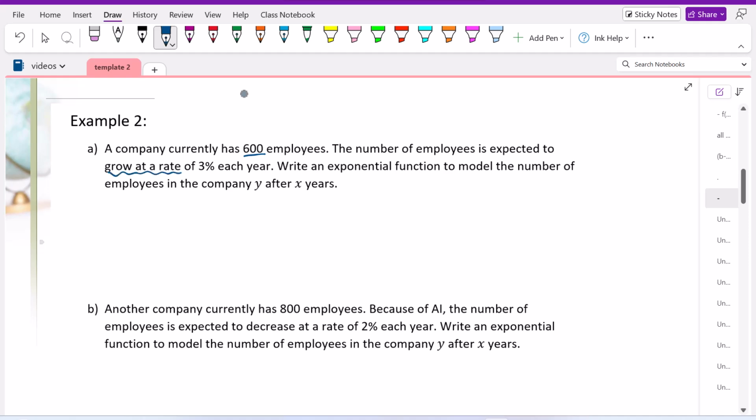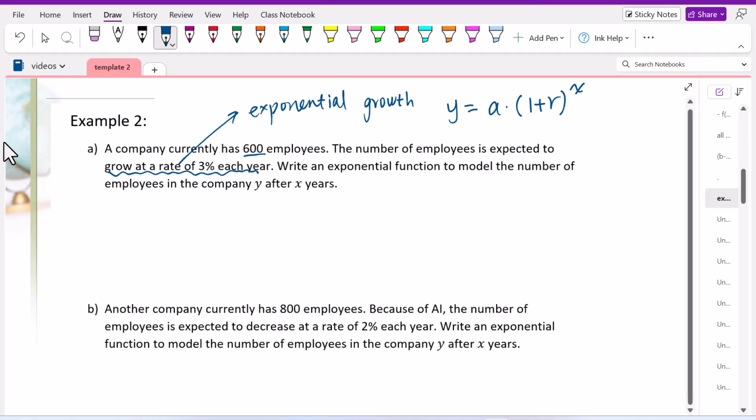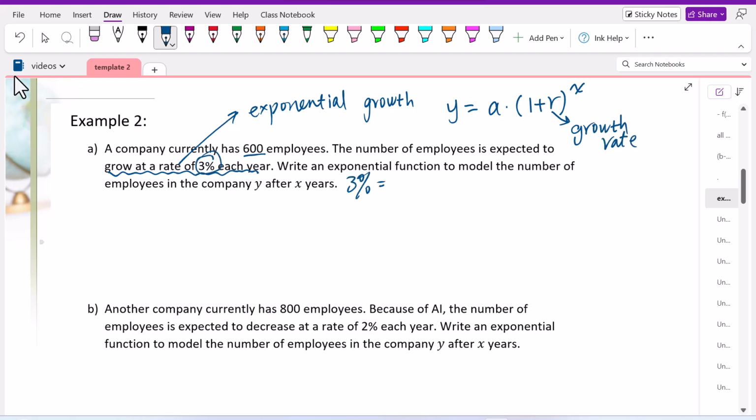Growth at a rate of 3% each year. This is an exponential growth function. The formula will be y equals a times (1 plus r) to the x power. This r is the growth rate. The growth rate is 3%. 3% equals 0.03.